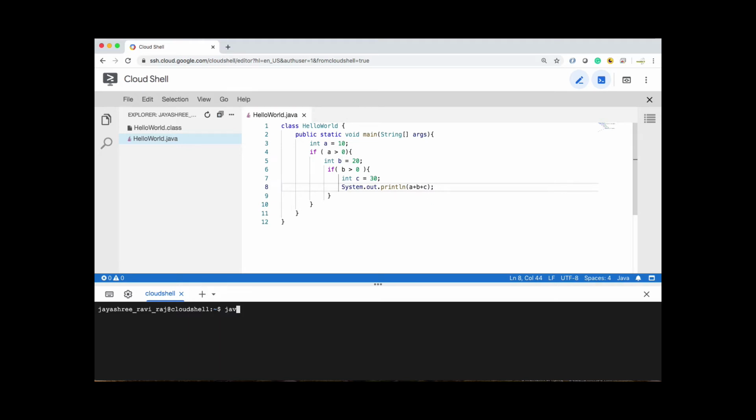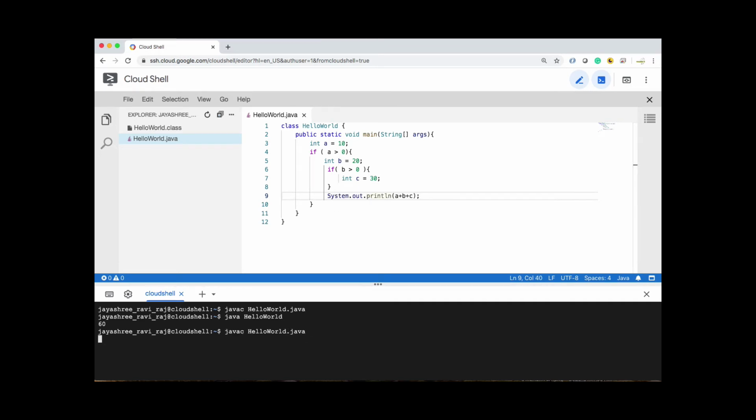So now if I try to compile this and run it, it should be happy. There we go. So 10 plus 20 plus 30 is 60, and it's all hunky-dory and happy here. And now if I move this line from here to outer block, one block which is outside of this inner if block, and then try to run this code, it comes up with a compilation error.